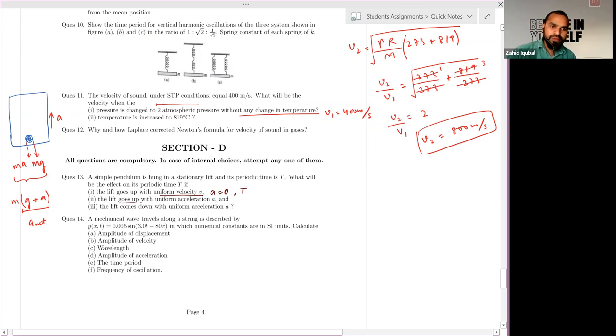In the second part, if the lift goes up with some acceleration a, the net acceleration in this case will become g plus a. According to the formula, time period is equal to 2 pi root of L divided by net acceleration. Net acceleration increases, so we can say time period decreases. In the third part, if the lift goes down with the same acceleration a, the net acceleration will become g minus a. So net acceleration decreases, so time period must increase.